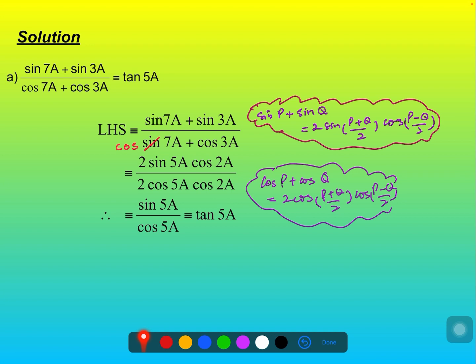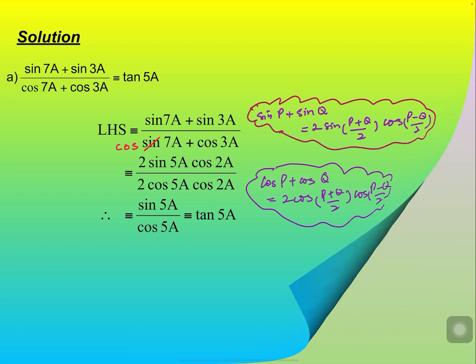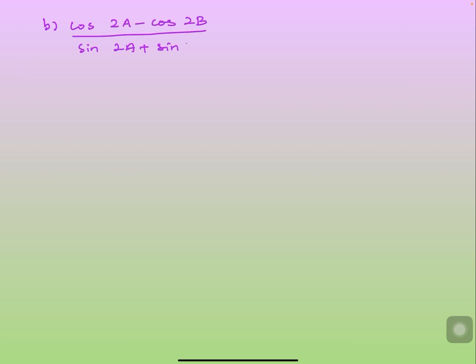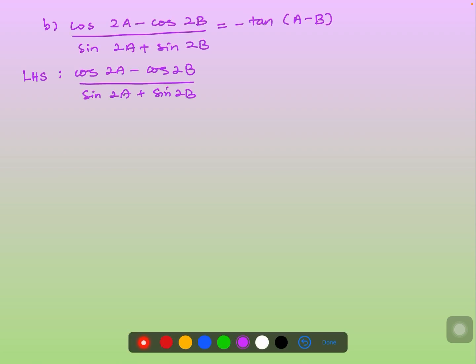So what we can observe here is that we have something in common. That is cos 2a and also this cos 2a. 2 and also 2 also can be cancelled. The left behind one, known as sine 5a over cos 5a. Sine over cos is tangent, so tangent 5a. This is the right hand side. Okay, then we continue to prove this formula.